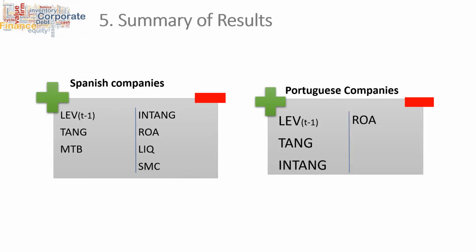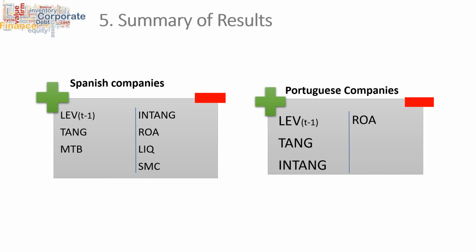The results indicate for Spanish companies the existence of a positive relationship between debt and leverage of last year, tangibility, and market-to-book. The results also indicate for Spanish companies a negative relationship between debt and intangibility, profitability, liquidity, and stock market capitalization.